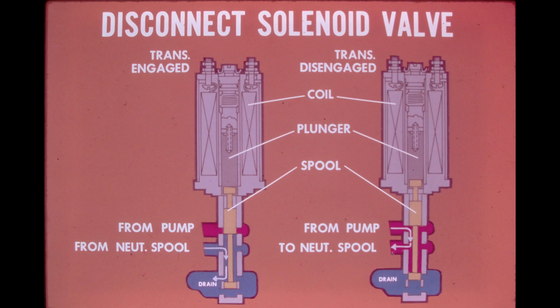The neutralizer spool is returned to its position by the same spring that regulates torque converter return pressure. This spring maintains a 50 psi pressure on converter return oil during normal operation. When the neutralizer spool is shifted, torque converter return oil pressure rises to approximately 80 psi.